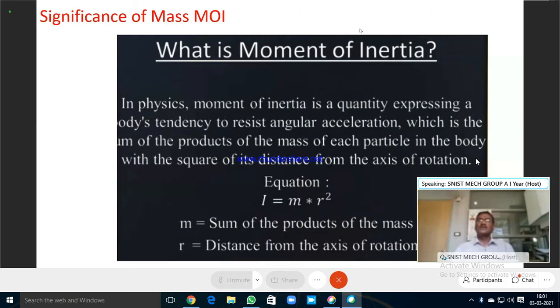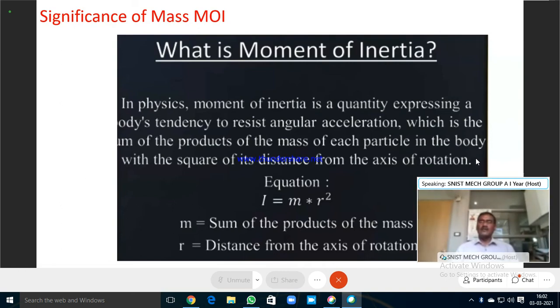Yes, somebody is asking some doubt. Yes, you please note down. Mass moment of inertia is the resistance offered by the body for the rotation of a rigid body. It is the resistance. That means you are assuming that the body is rotating, and whatever resistance is offered by the body is called mass moment of inertia.